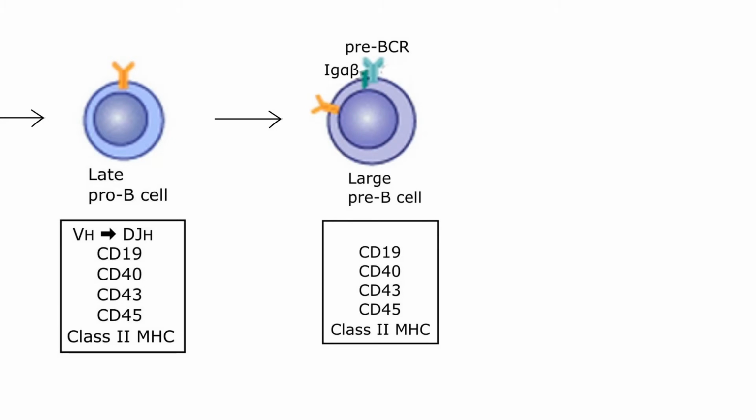But the RAG1-2 is no longer made, although the TDT is present. The surrogate light chain is produced, and the immunoglobulin formed is known as the pre-B cell receptor, or pre-BCR. This receptor becomes embedded in the membrane. If this does not happen, the large pre-B cell will die. This is the first checkpoint for the proper development of the B cell.